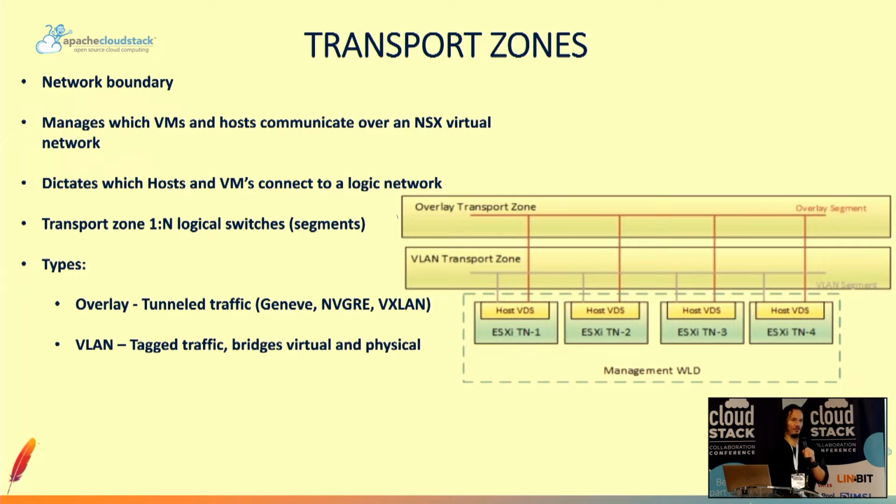It has a concept of transport zones, which defines a network boundary. It can be seen as a label. Networks which are in the same transport zone can communicate. Simply that. It can be tunneled, NVGRE, VXLAN, etc., or can even go through traditional VLANs.